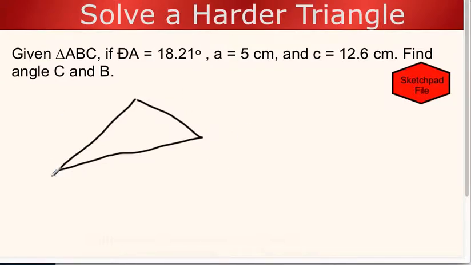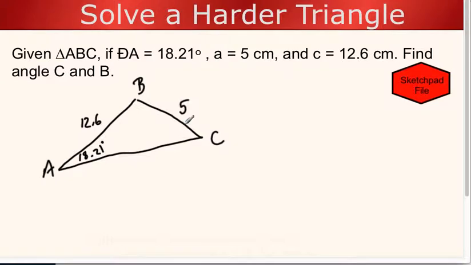Okay, and let's call this A, this one B, and this one C. It says angle A is 18.21, so let's call that 18.21. Side length a is 5, and side length c is 12.6. If I have to solve for angles C and B, let's find C first.